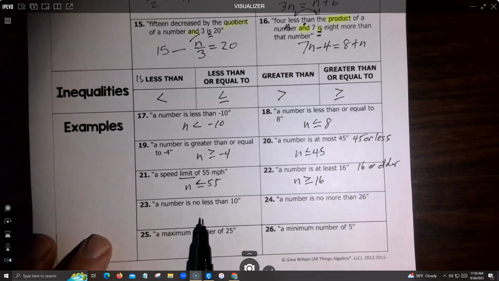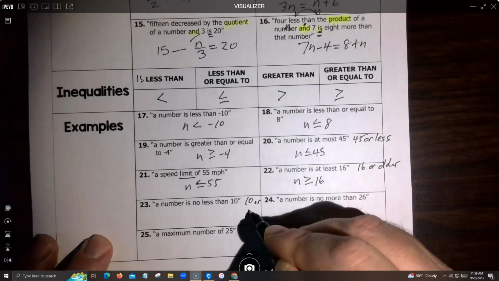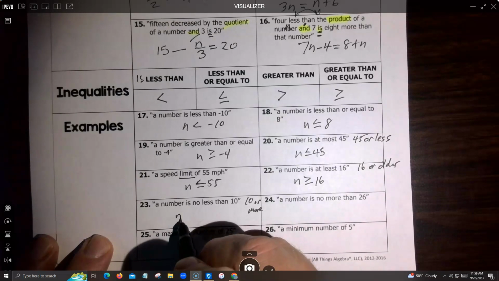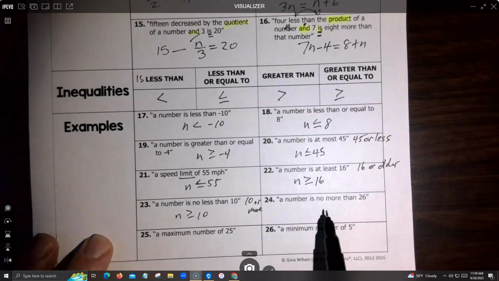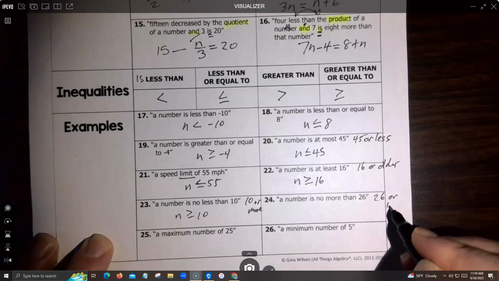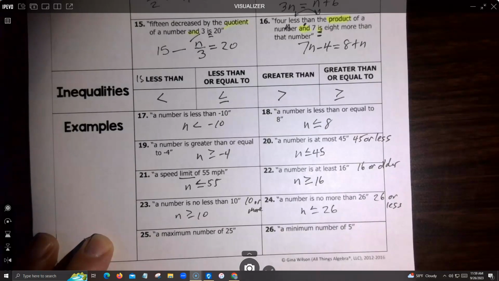A number is no less than 10. That means 10 or more. Okay? No less than. That means 10 or more. So that number is greater than or equal to 10. A number is no more than 26. That means you're 26 or less. So you want to write n is less than or equal to 26. A maximum number is 25. So that means you're 25 or less.